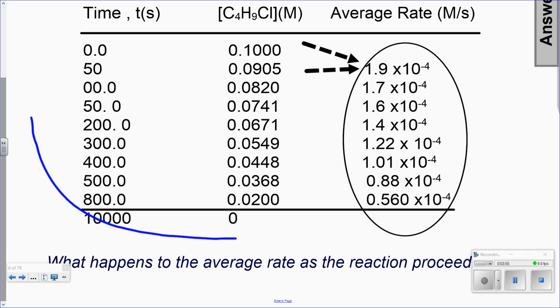In a reaction like this, if we were to graph it, what happens is that our rate tends to slow because there's less reactant available to react. Just the fact that I have fewer particles that can do the reaction means the rate is going to slow over time.